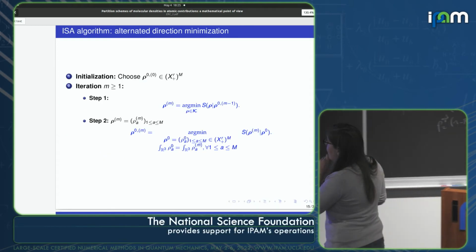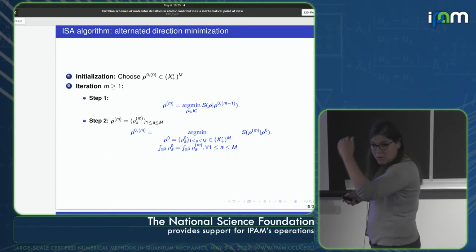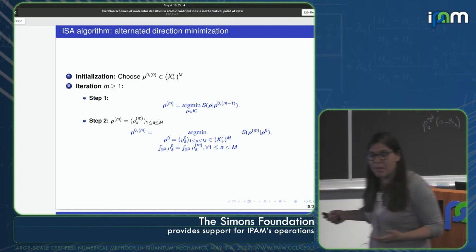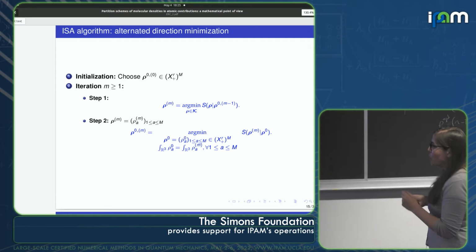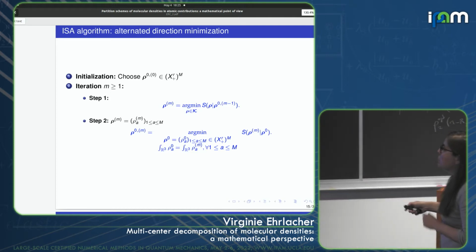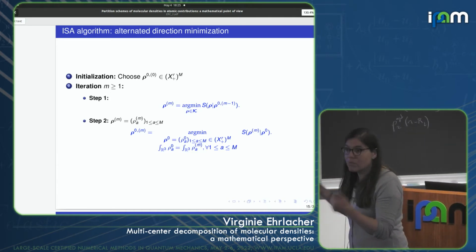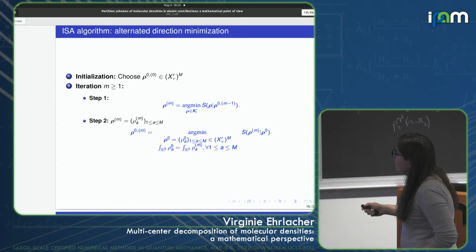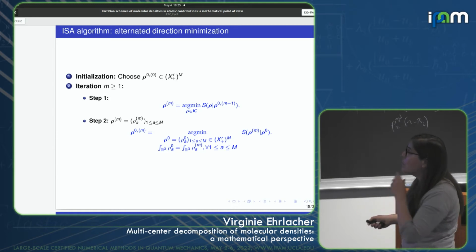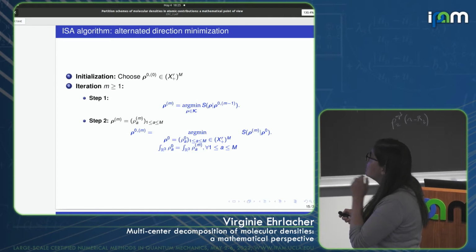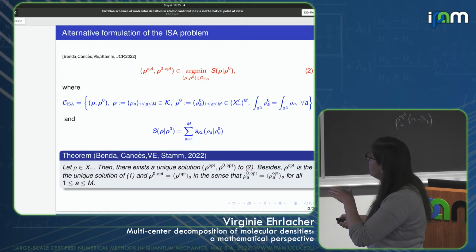And so there is one algorithm which can be defined on the continuous level, which is called the ISA algorithm. It has already been proposed in the chemistry literature, but it was not interpreted in the way I'm going to present it to you now. This is actually a good way of seeing this already existing algorithm in order to understand its properties. You can interpret it as an alternated direction minimization associated to this formulation of the problem.